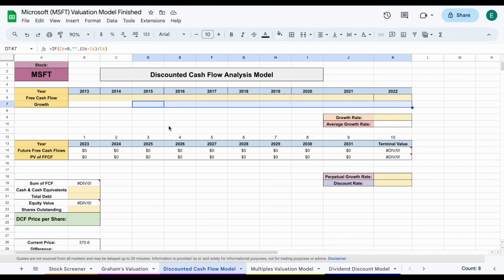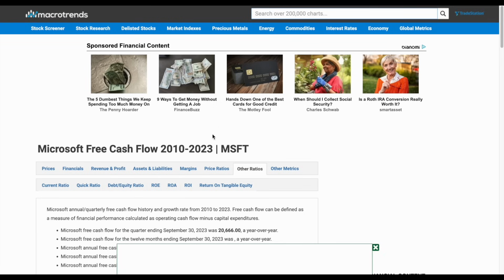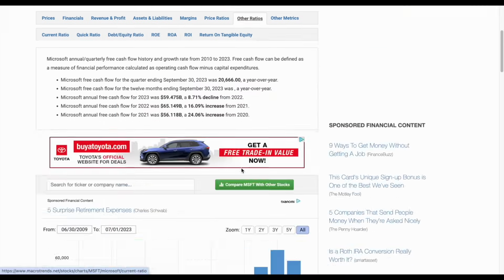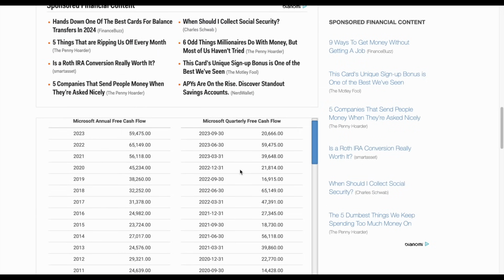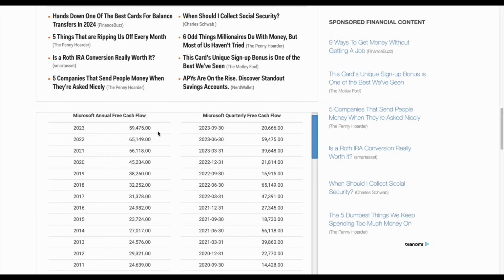Now, again, there are a lot of different places you could find historical free cash flow data, like Seeking Alpha, probably Yahoo Finance, but one of the quickest ways you can easily see this is a website called Macro Trends. If we scroll down, I just Googled Microsoft free cash flow and we can see their year-over-year free cash flow growth right here. I'm just going to jump forward and plug in all of this free cash flow data.